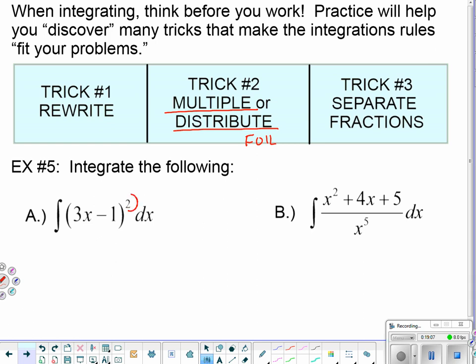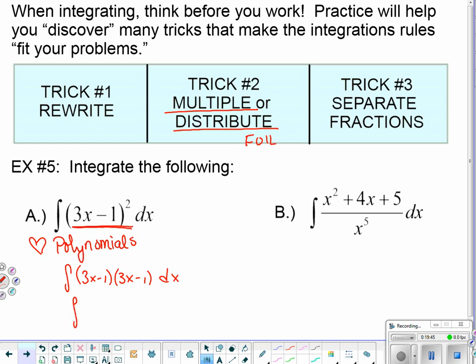I see a squaring. This presents problems. What we love are polynomials in so many ways, right? They're so easy to take derivatives of, and they are much easier to take integrals of rather than some function raised to the second. So can I get this into polynomial style? You bet I can. So that's the integral of 3x minus 1 quantity squared. If you don't trust yourself doing this mentally, write it down, right? 3x minus 1 times 3x minus 1.